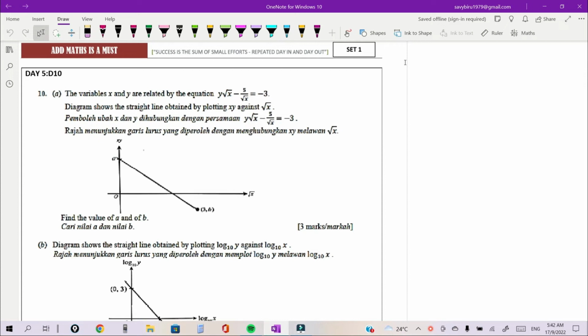At Maths is a Must question, day 5. This is a linear law question. The variables x and y are related by the equation. Okay, so this is a non-linear equation: y√x − 5/√x = −3.